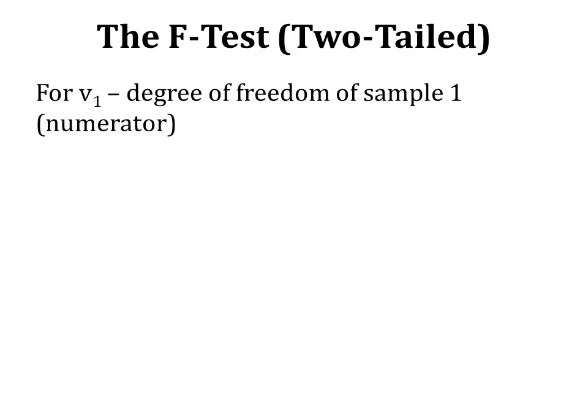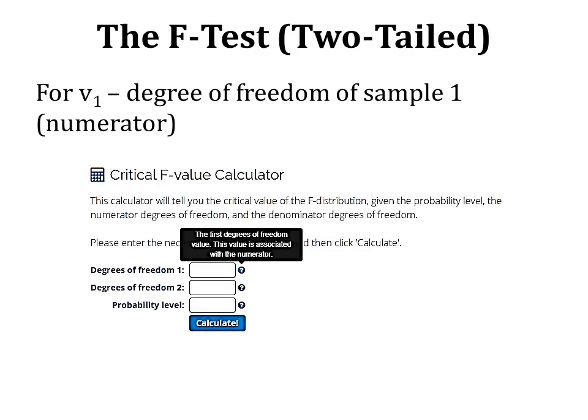So now the first input for V1, which is the degree of freedom of sample number 1, which is our numerator. So in the box 1 we are going to put in the value of V1.